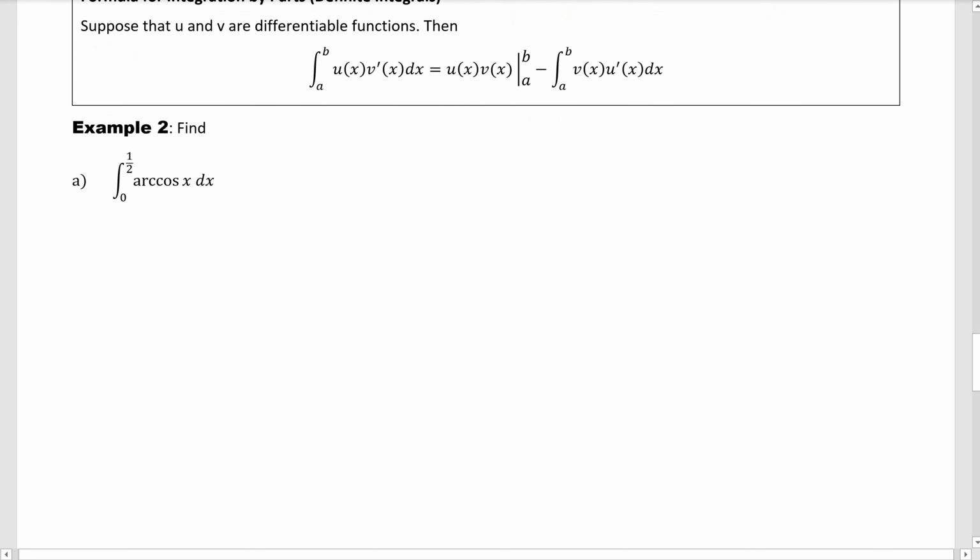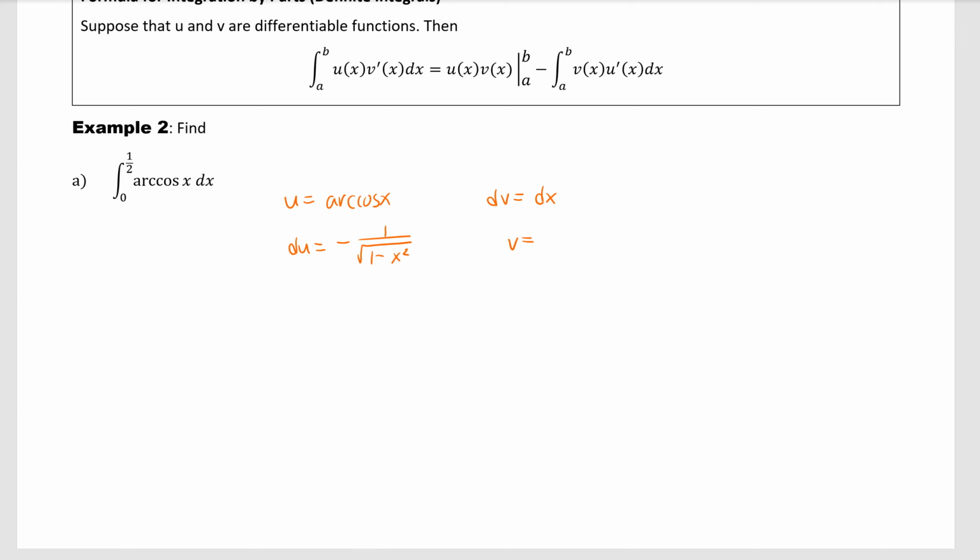So we have the inverse function arc cosine. Well, then just let u be the arc cosine, and then dv is whatever is left, just dx. What is the derivative of arc cosine? It's very similar to arc sine, but you just have a minus in front of it. Integral of 1 with respect to x is just x.